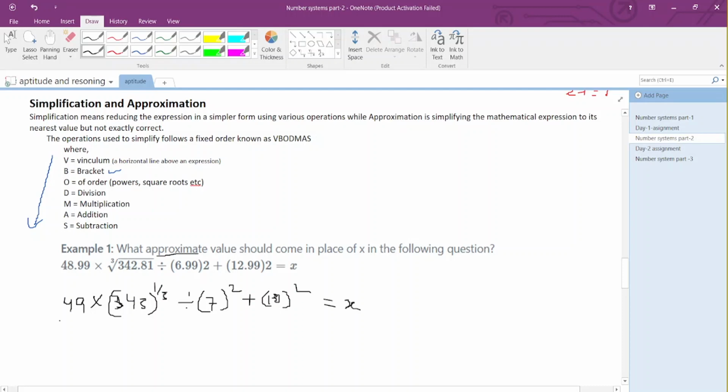So now we can easily solve, right? 49 into cube root of 343 is nothing but 7. 7 square is 49, 7 cube is 343, right? So the cube root of 343 is 7. And which is divided by 7 square.